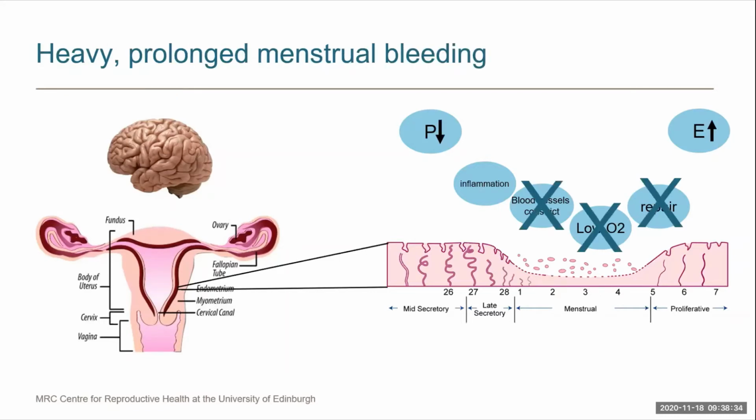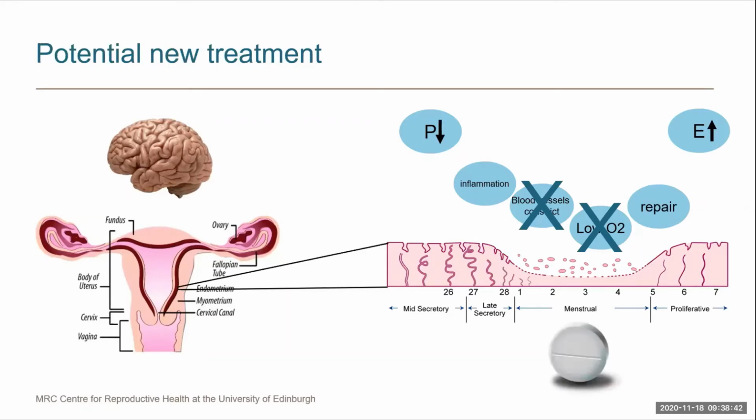Next slide. But women with heavy bleeding don't tend to get this, and they have a higher oxygen level and prolonged bleeding. Next slide. And really excitingly, we think that we can treat medically with a medication just at the time of periods to really increase or trick the endometrium into thinking that there's low oxygen levels and drive the repair process. And we're really excited that this could be a new treatment for women with heavy bleeding.